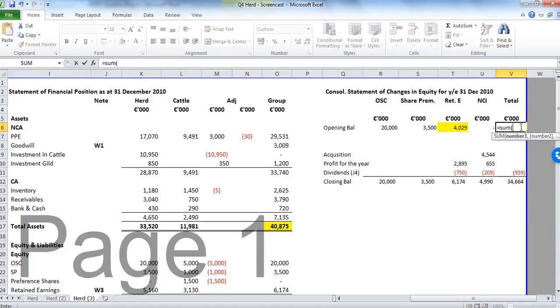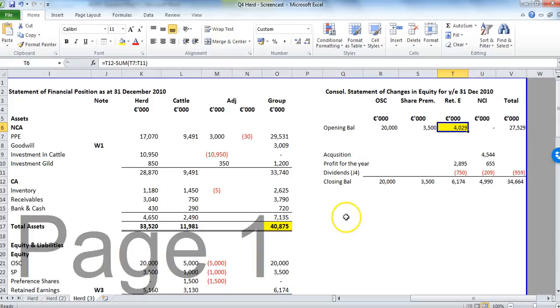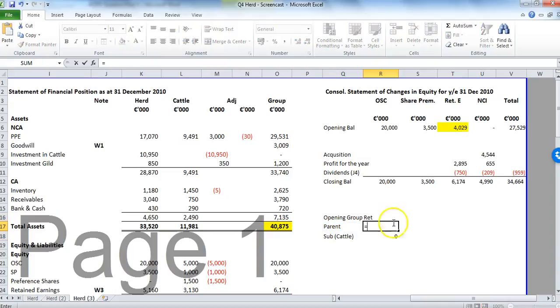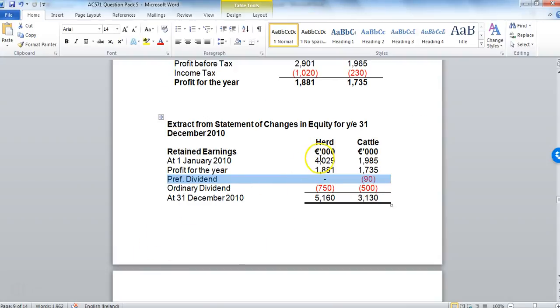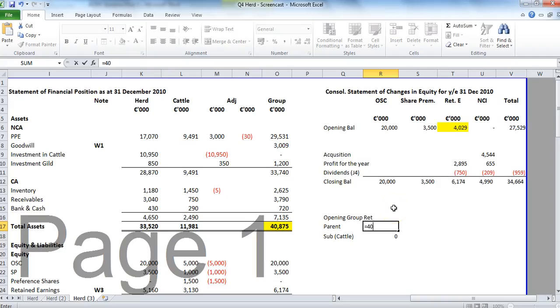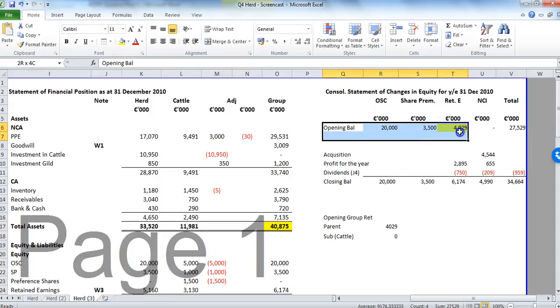So that suggests that overall we're spot on with our statement of changes in equity, and we just can prove this. How can we prove opening group retained earnings? Well, the opening group retained earnings is going to be made up of one of 2 things: the parent and the sub, which in this case is cattle. Now in this case there's going to be nothing attributable to the sub because it was acquired during the year. So we couldn't have any post-acquisition profits in the opening balance. But for the parent, what was the opening group retained earnings to the parent? We're actually told that in the question. It was 4029.